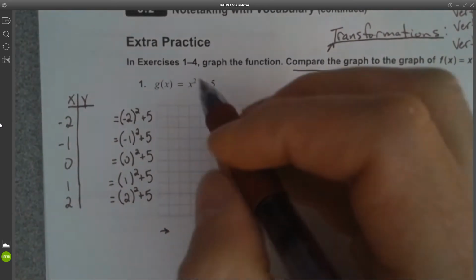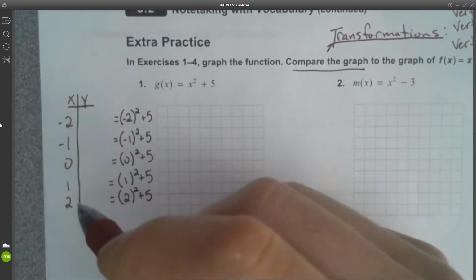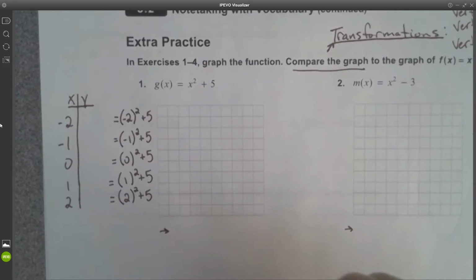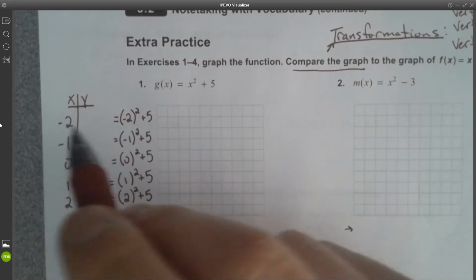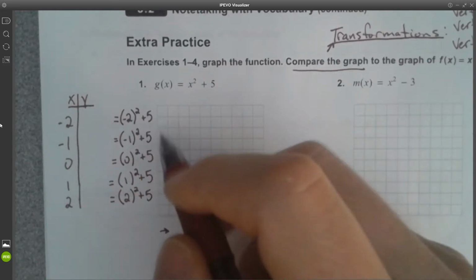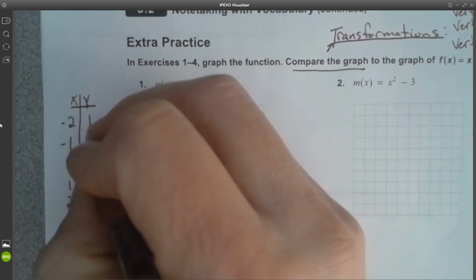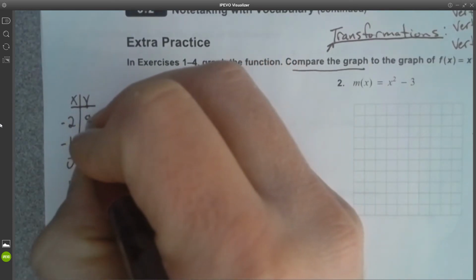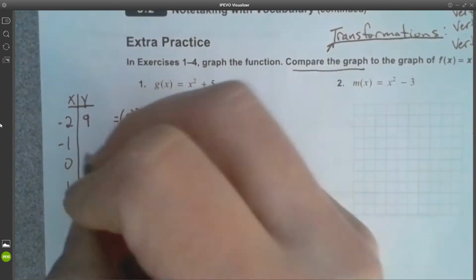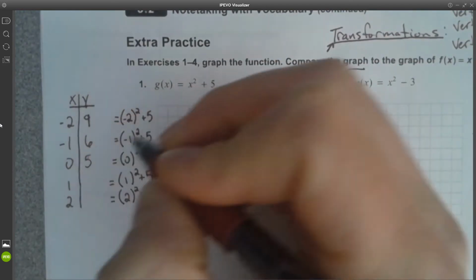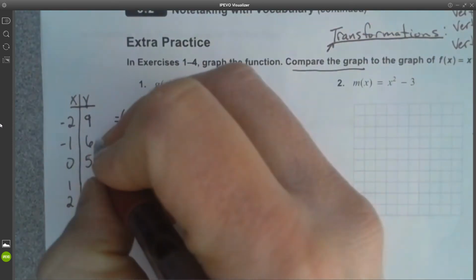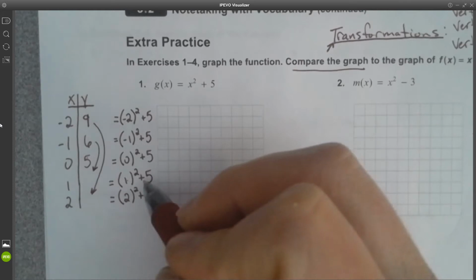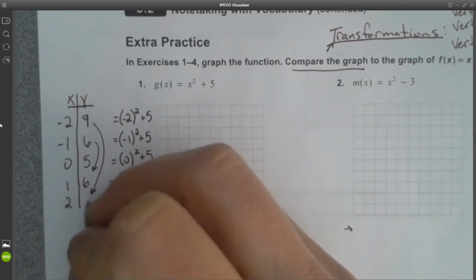So the first example is x squared plus 5. I'll use my input-output table, and these same x values from -2 to 2, and all we're doing is replacing x with each of these individual x values. For when x is -2, we have -2 squared plus 5. That gives us 9. -1 squared plus 5 is 6. 0 squared plus 5 is 5. Since the vertex is in the middle, these two values should mirror. 1 squared is 1, plus 5 is 6. 2 squared is 4, plus 5 is 9.